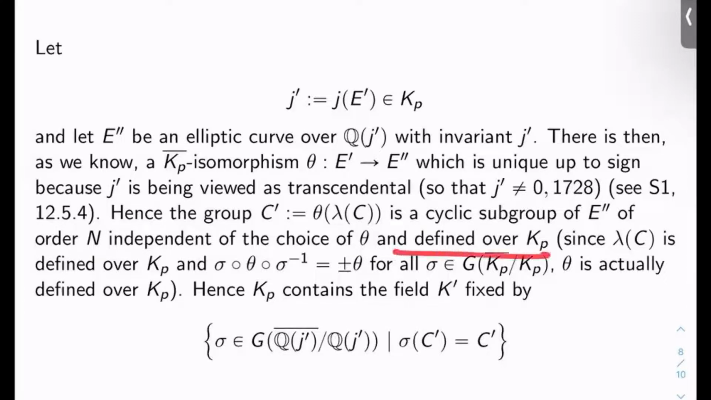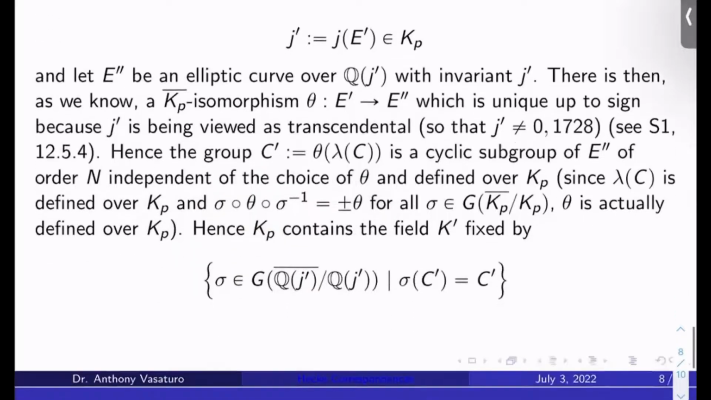It's defined over KP since lambda of C is defined over KP, and since sigma compose theta compose sigma inverse has got to be plus or minus theta for all sigma in the absolute Galois group of KP. So this shows that theta is actually defined over KP like I'm claiming. And the reason this is true is because, again, there's only one K_P bar isomorphism from E prime to E double prime up to sign. Well, here's another K_P bar isomorphism for each sigma. Okay, so all of these must be plus or minus theta. So everything's defined over KP basically.